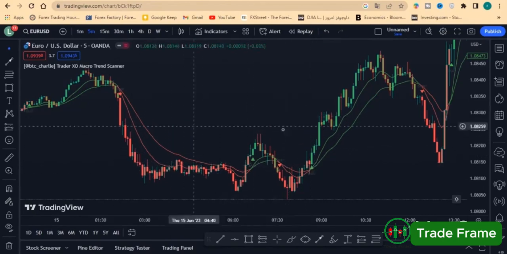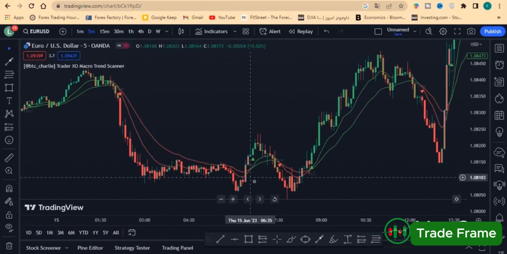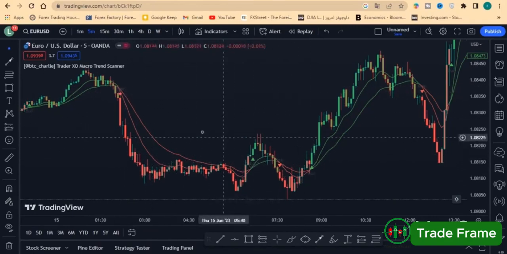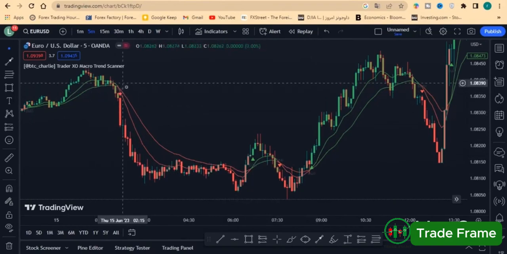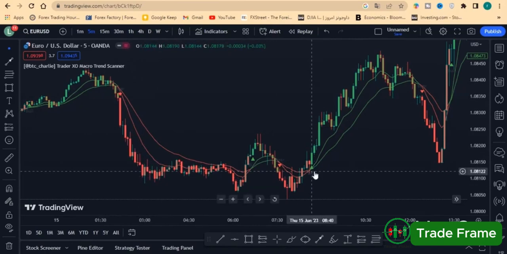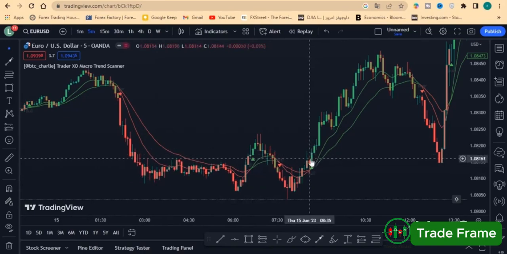Now, how can we use this indicator? When a crossover occurs, for example, here crossovers have happened. To get a sell signal, our candles must definitely be below these 2 lines. And to get a buy signal, our candles must definitely close above these 2 lines. This way, we can earn very good profits.